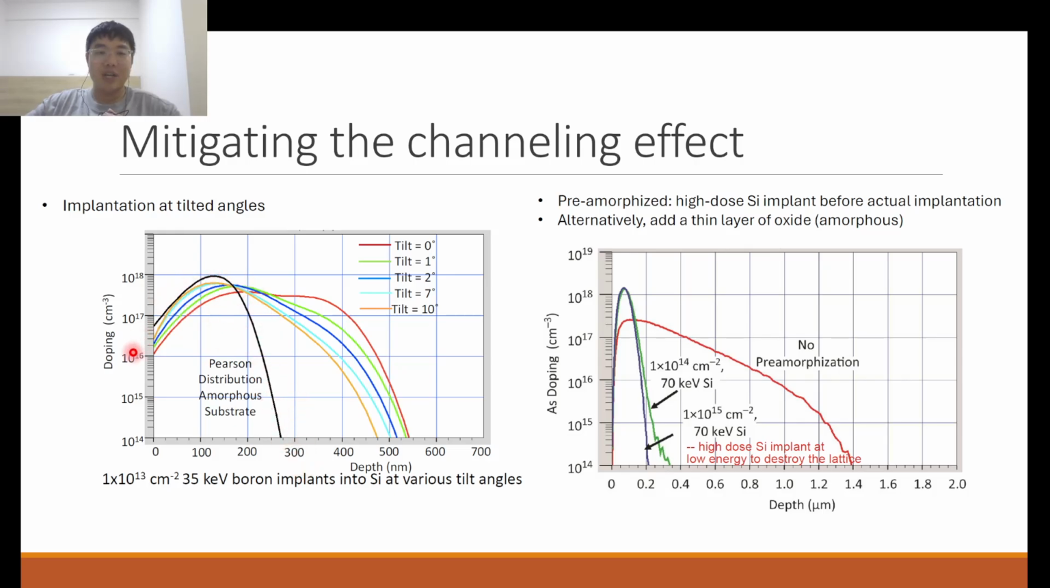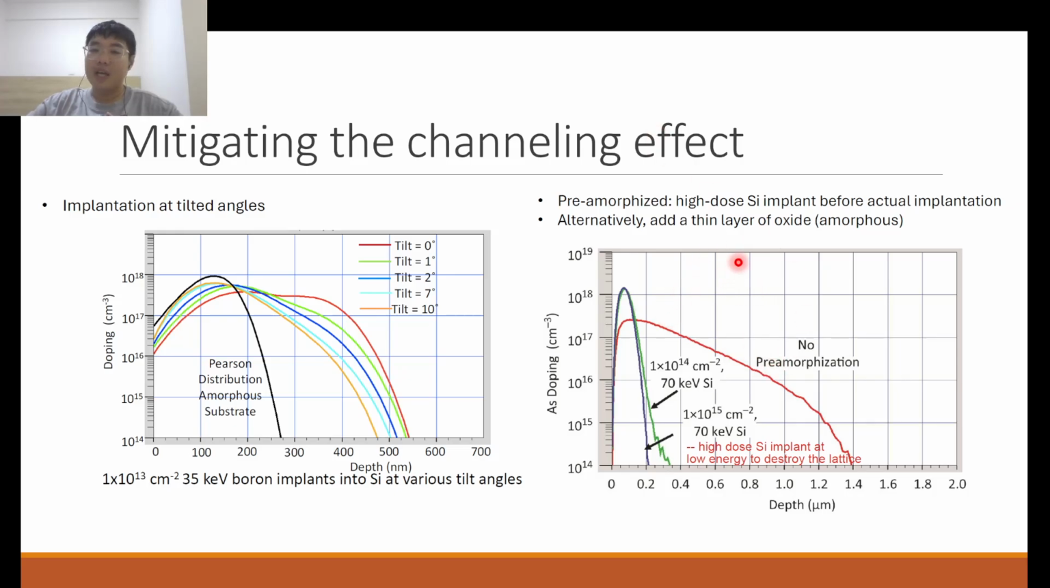Amorphous silicon has no channels, so your black curve is much deeper in. How we can mitigate this is, for example, by tilting the wafer. When you tilt the wafer, the ions are no longer perfectly aligned with your 110 channels. So by increasing your angle of tilt, you can make your implantation depth smaller and smaller. But another way, perhaps more effective, is this idea of pre-amorphization.